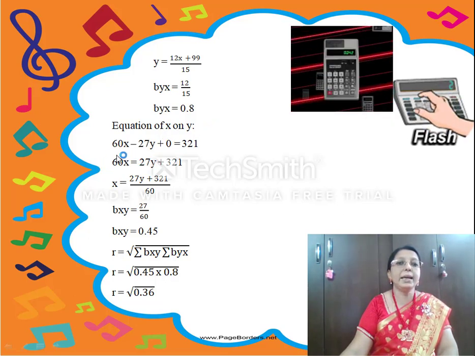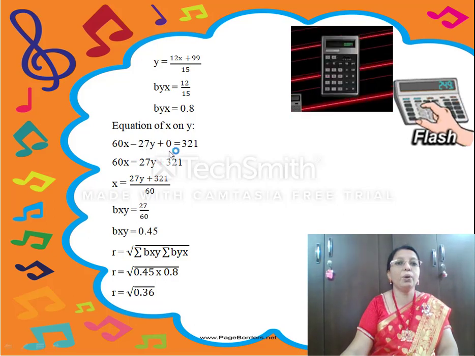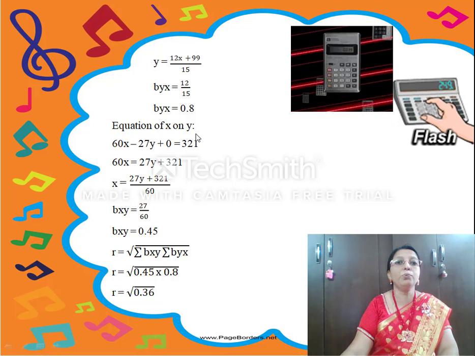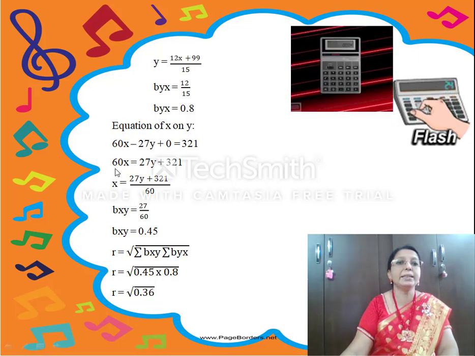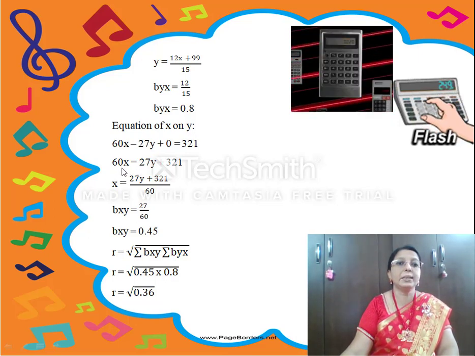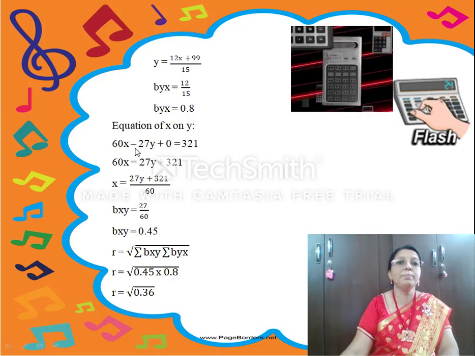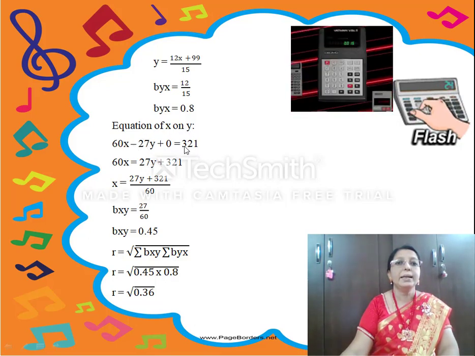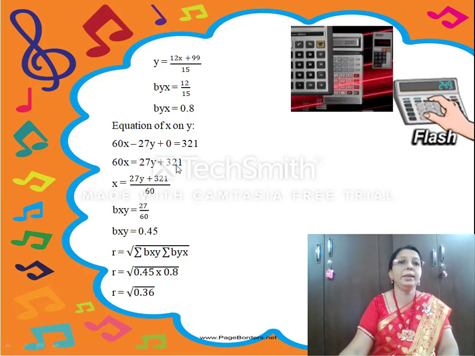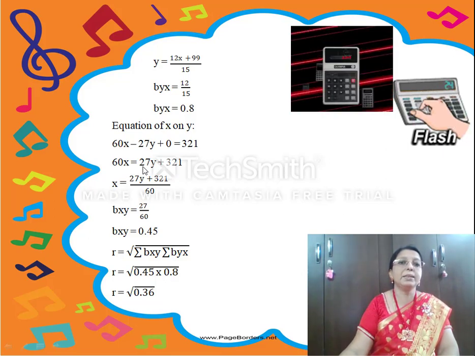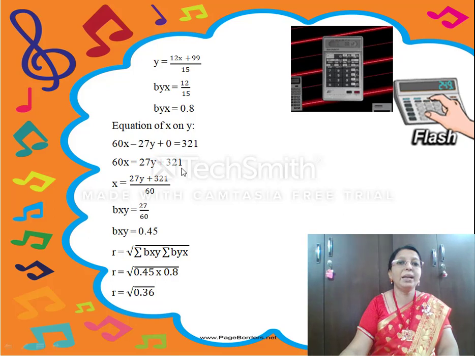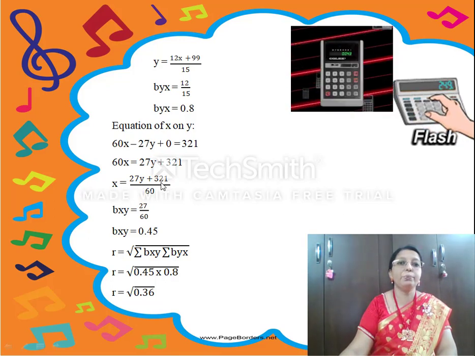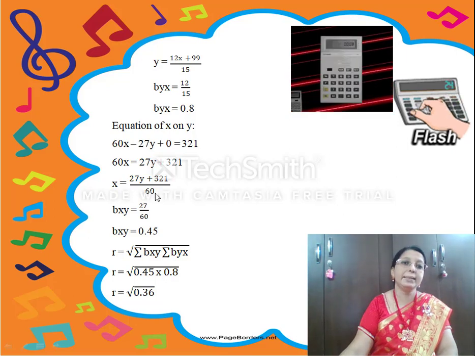So, 60x minus 27y plus 0 is equal to 321. This is x on y. So, I am keeping x on one side. So, 60x is equal to this minus 27y taken to the other side. It becomes plus, and the 321 is already there. So, now 60x is equal to 27y plus 321. Now x is equal to (27y plus 321) by 60.